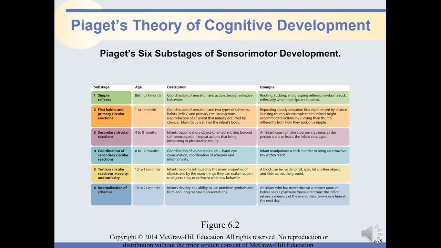To the third stage, 4 to 8 months, the secondary circular reactions, where I become a little more intentional about my manipulation of objects in the world, and I'm going to do things that seem more interesting to me. Then stage four is coordinating these, putting these together in sequences. Stage number five is tertiary, which is a Latin word, tertius, meaning third. So I'm putting these together in terms of my interest of, hey, that's new. Or I wonder what would happen if I stuck my finger in the dog's ear or something like that. In other words, it becomes increasingly more complicated in that 12 to 18 month range.